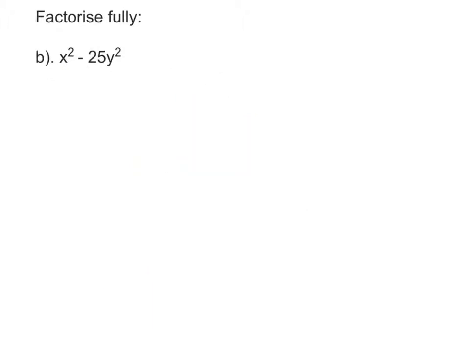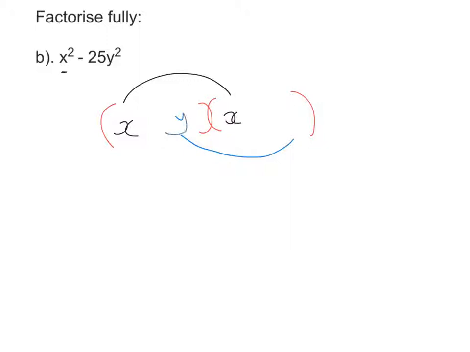So here's another example. I just added a number into it: x squared minus 25y squared. So again, it's the double brackets. The first bit has to make the x squared, so that's going to be x and x. So how do I work out the minus 25y squared? How do I figure out two numbers that times together? Well, it's obviously going to be y and y to make the y squared. Again, it's negative, so it has to be positive and negative.